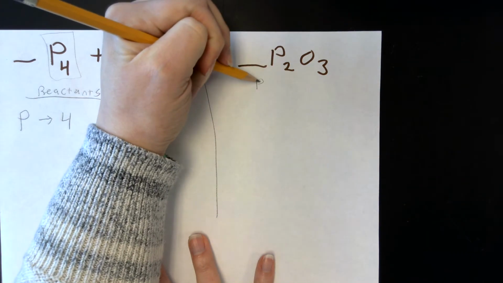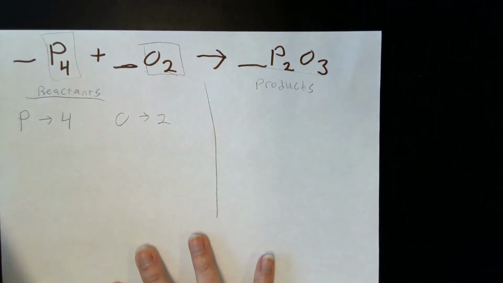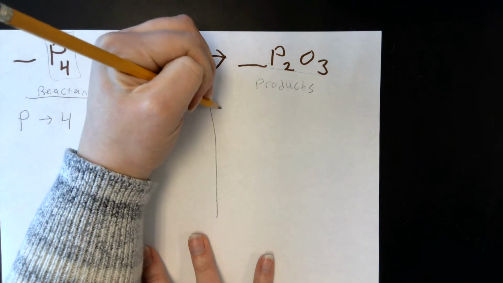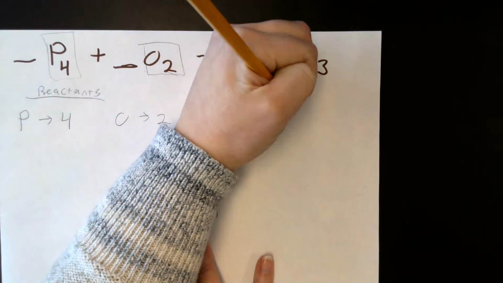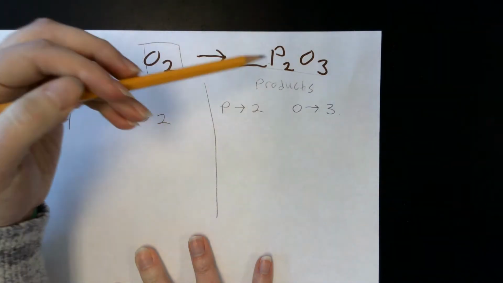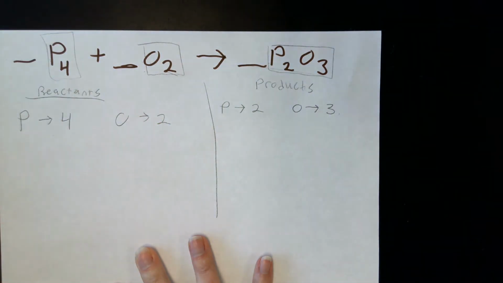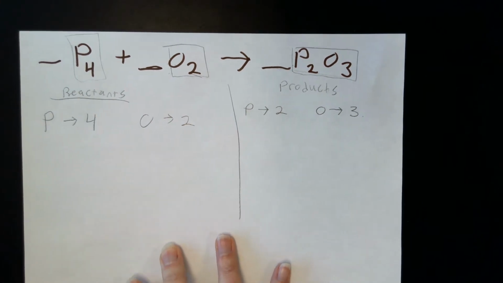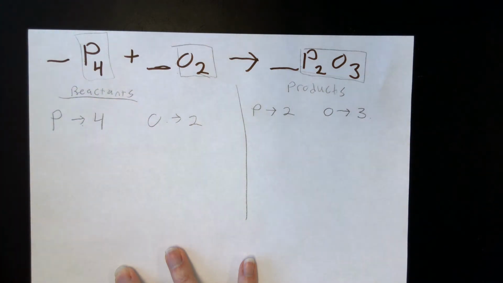On our product side, we have a separate compound that contains both of those elements. So phosphorus on this side, we have 2, and oxygen, we have 3. Now, on this side, we can only add more of these if we need them. So what you need to do is make sure that the numbers for these elements are the same as the numbers over here for these elements. Okay?